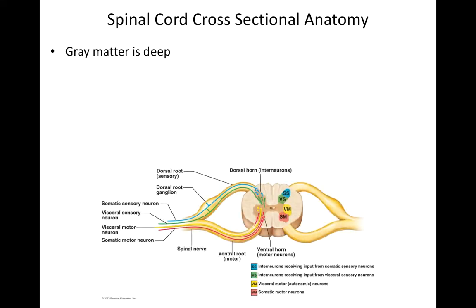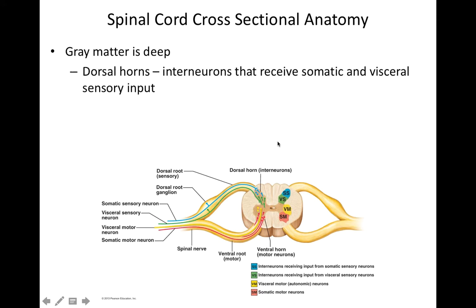So if we look at a map here of the gray matter, we are going to find out that it is very specific as to what cell bodies are found where. It is not a random jumbled up mix of sensory and motor. I just told you that the dorsal side is sensory and the ventral side is motor. So you can already begin to say, okay, well, sensory must be on this side and motor must be on this side. So the dorsal horns.